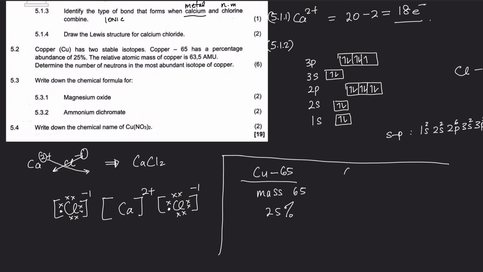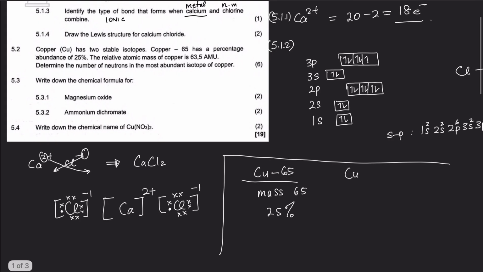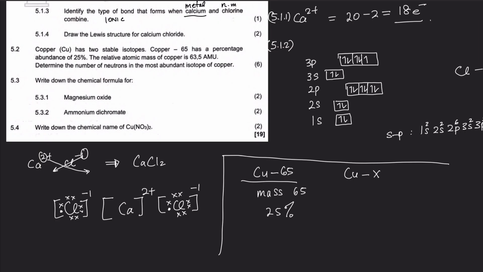Now there is another copper. We don't know what the mass is, so let's call that copper X. Its mass is going to be X. And its percentage we do know, because remember, the total percentage must equal 100. So it means that this other one must be 100 minus 25, which is 75%.